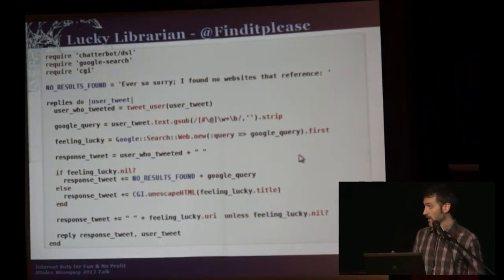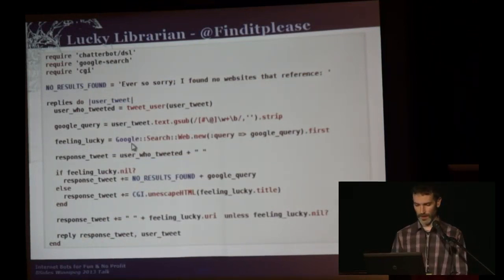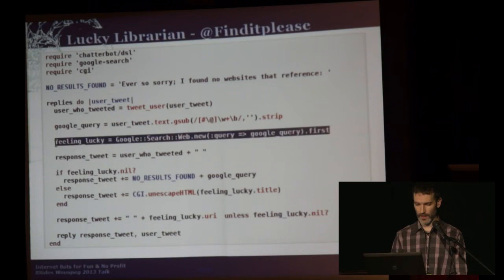It's a bit longer. I'm not going to go into full details here, but the giveaway is this line right here. For every message that this bot gets sent, I just extract out the topic that the user is asking about, and I perform a Google search, and I just take the very first hit. I'm doing the feeling lucky sort of search, and so that's why it's the Lucky Librarian. So it finds the very first result on Google, and it sends you that back on Twitter.